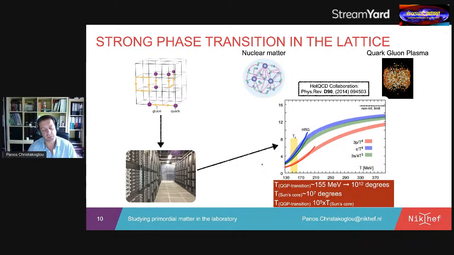Now, this transition takes place at extreme densities, extreme values of energy density and temperature. Just to give you an idea about the temperatures that we are talking about, this transition is expected to take place at around 155 MeV, which if I translate it into normal units that even I will understand, we are talking about something like 10 to the 12 degrees. I remind you that the temperature in the core of the sun is of the order of 10 to the 7 degrees. So we are talking about a temperature 100,000 times hotter than the temperature that exists in the core of our sun.